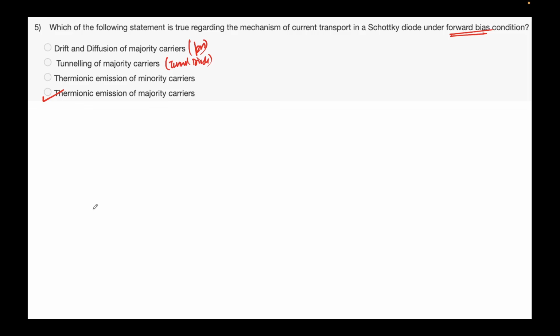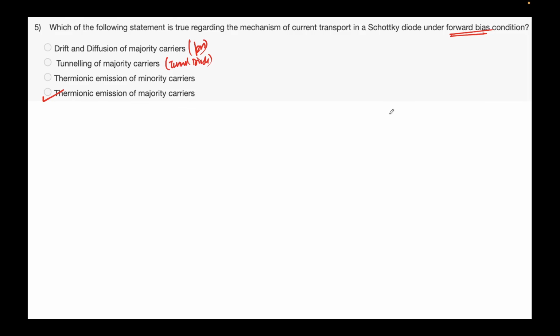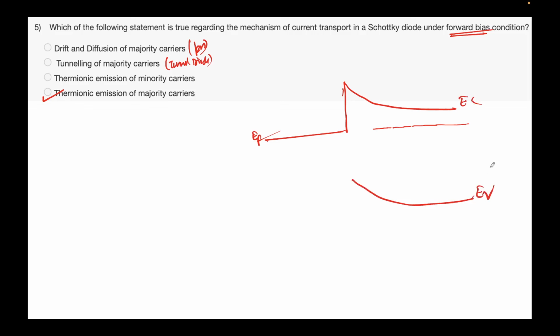I should add one more point. Let me try to do it here itself. So let's say this is at present at equilibrium. So this is your EF, EC. I'm going to stick to the metal and n-type semiconductor with phi_m greater than phi_s.